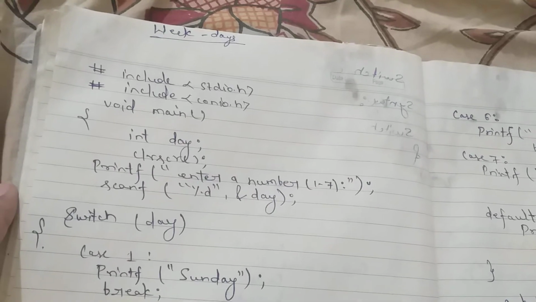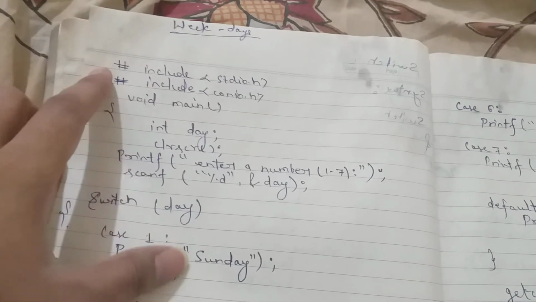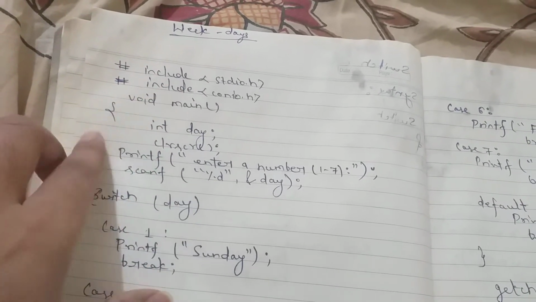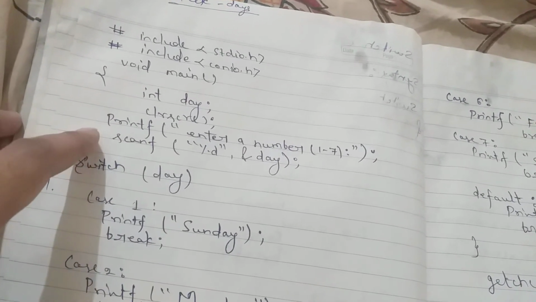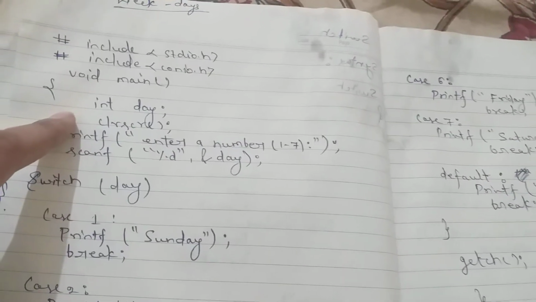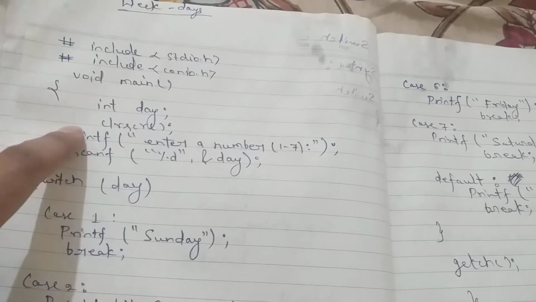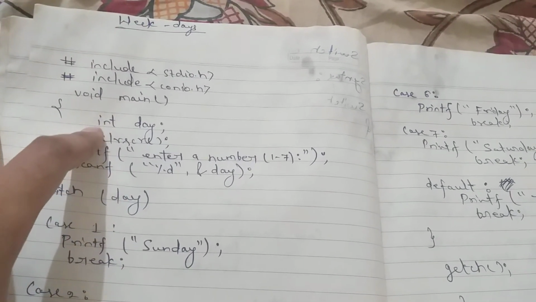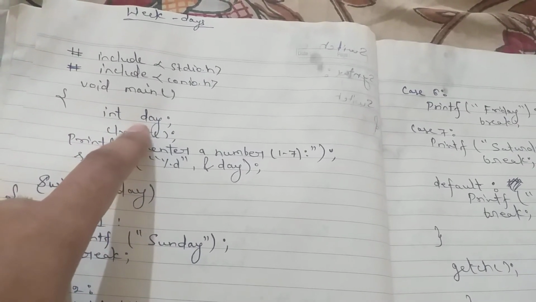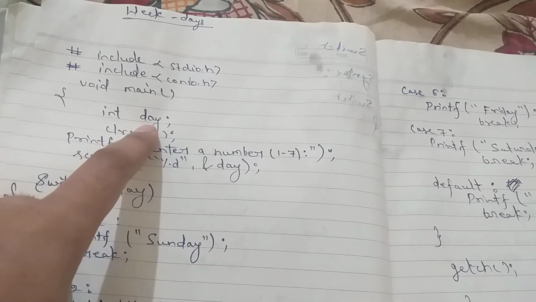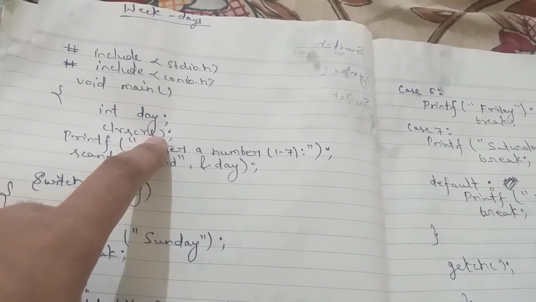We will take an example related to weekdays. As a basic usual structure, we have initially included the header files stdio.h and conio.h. After that we have the main function. As you all know, if we want to input any number, then we have to declare it as integer type. We will declare a variable named day of type integer. After that, the clrscr function.